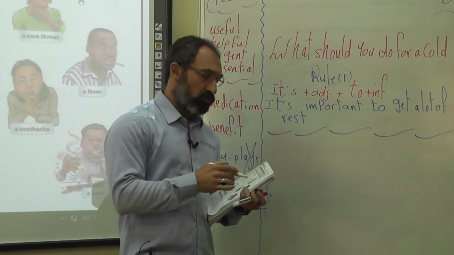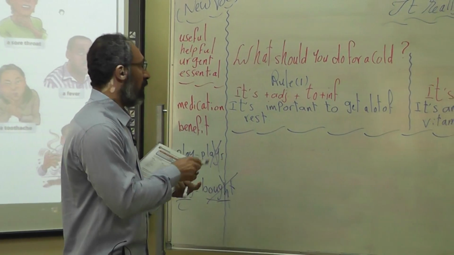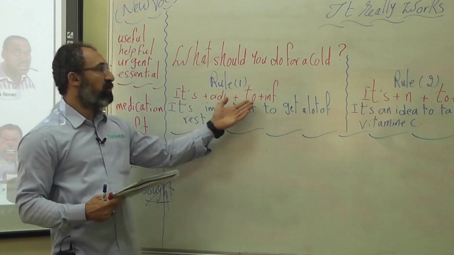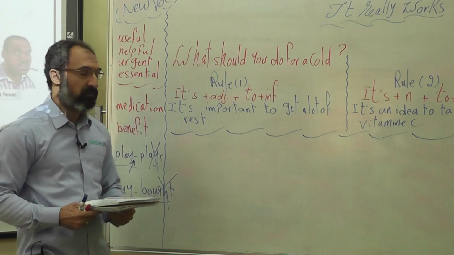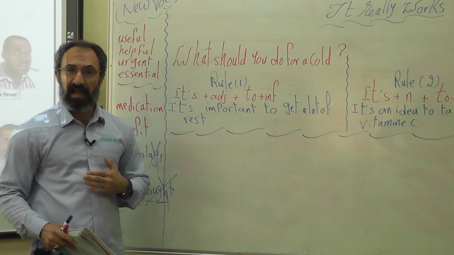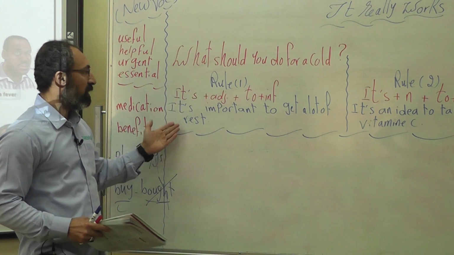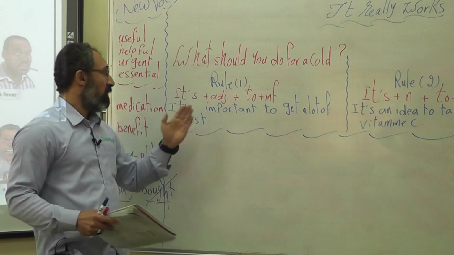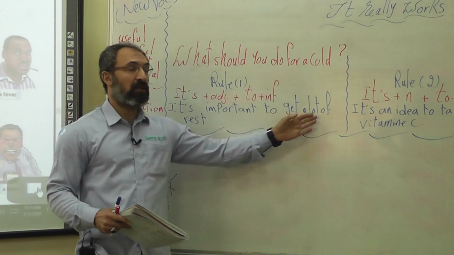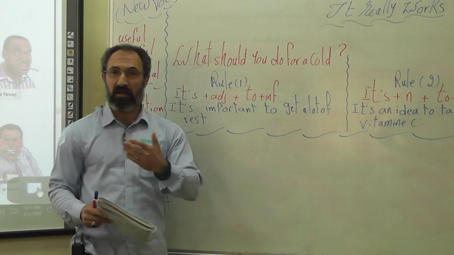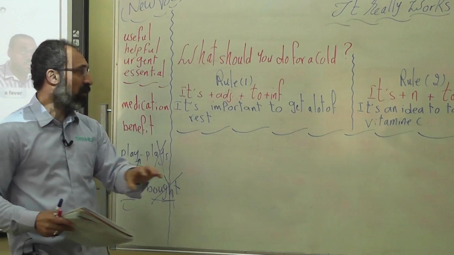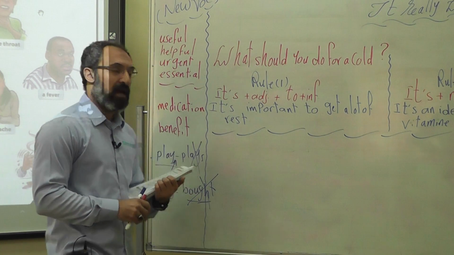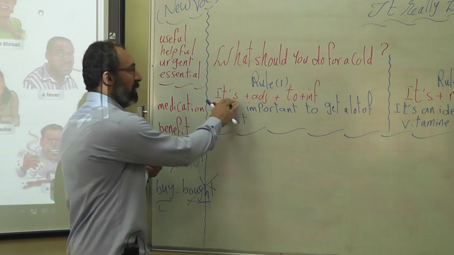Okay, let's go back again to our first grammatical rule. I have to start with it's, then adjective, then to, and infinitive. So my answer, or one of my answers here, is it's important to get a lot of rest. So when I have a cold, it's important to have or to get a lot of rest. Let's look at our sentence and divide it according to our grammatical rule.